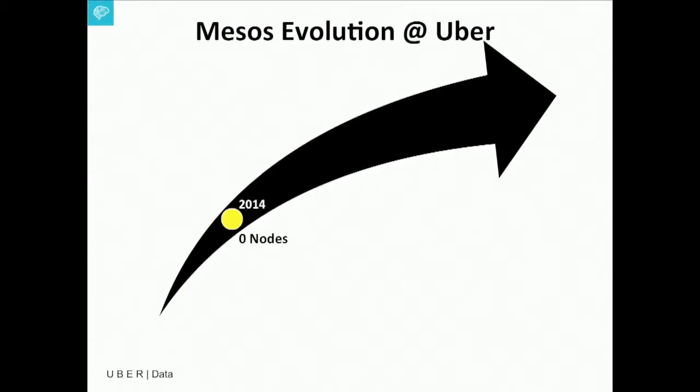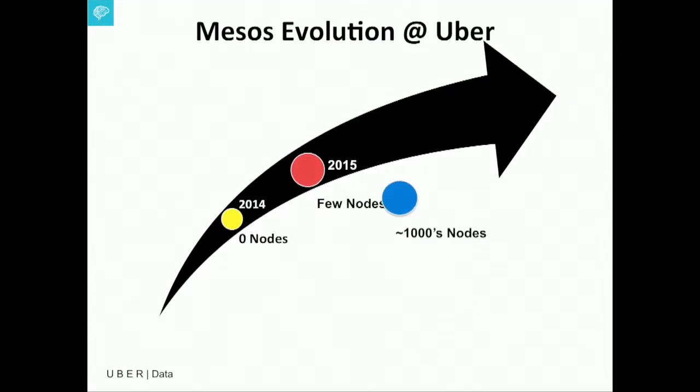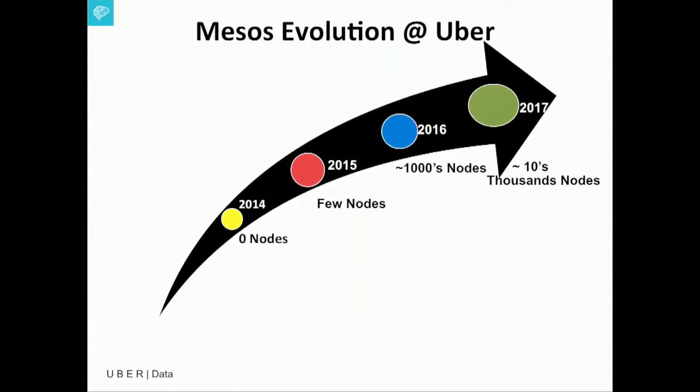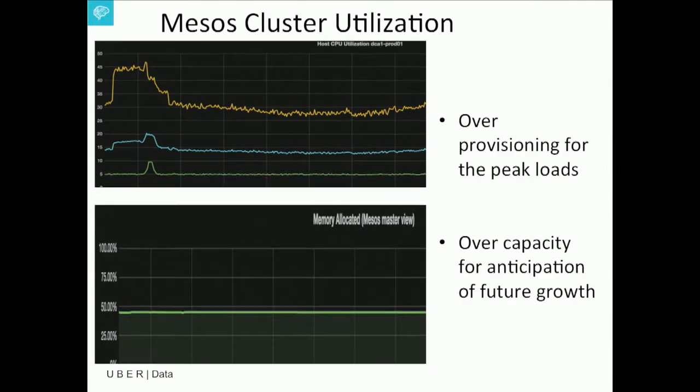So we have, like, 2014, no Mesos. In 2015, few nodes. '16, thousands of nodes. '17, tens of thousands of nodes, right? So we have these parallel Mesos clusters. But the story is the same, and that actually utilization is far less than what we have in Hadoop. So same problems: over-provisioning for peak loads, over capacity for anticipation of the future growths, right?